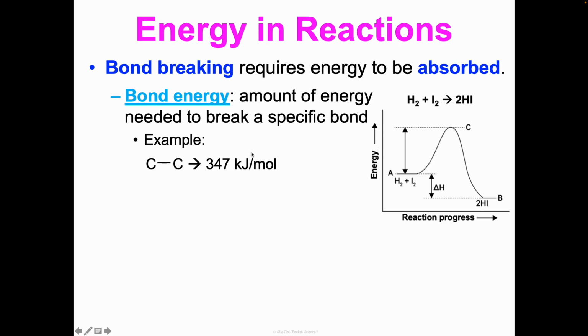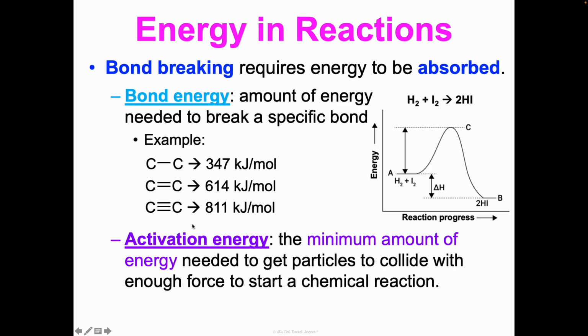Now, that number means nothing to you, so let me give you some context. A double bond between 2 carbon atoms has a bond energy of 614 kilojoules per mole, so it takes a lot more energy to break this bond. A triple bond between 2 carbon atoms would have 811 kilojoules per mole of bond energy, okay? So this is what I'm saying. Energy has to be absorbed to break these bonds. And the activation energy is the minimum amount of energy needed to get particles to collide with enough force to start a chemical reaction. Okay, this is the energy we need.